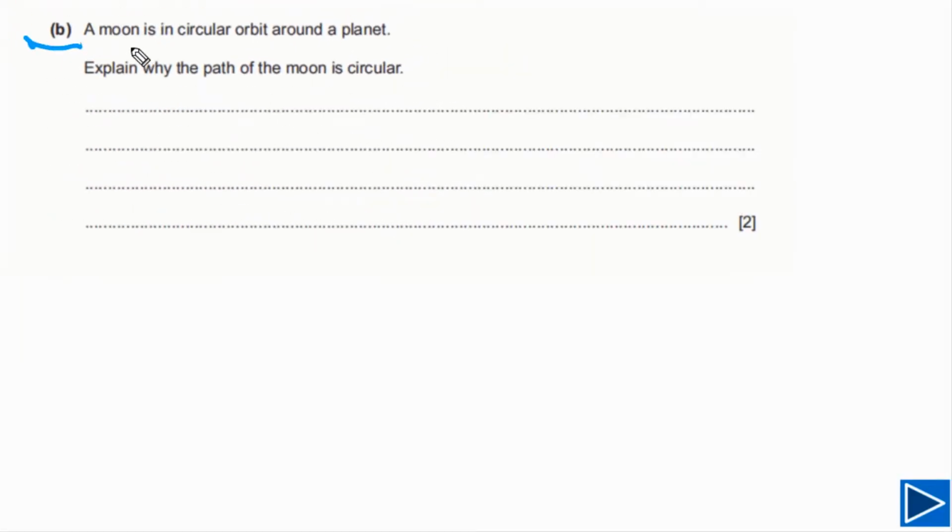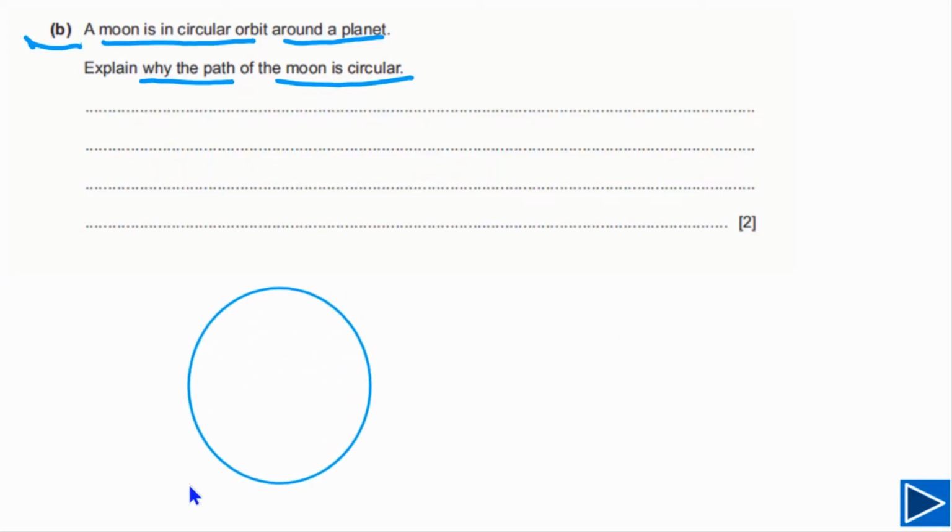For part B, it is given to us a moon is in circular orbit around a planet. Explain why the path of the moon is circular. First, imagine that we have a circular orbit and at the center of this circular orbit, planet is located. So the planet is located at the center of this orbit. Then the moon is orbiting around this planet. So we can use letter capital M for the moon. Imagine that the moon is moving in counterclockwise direction.